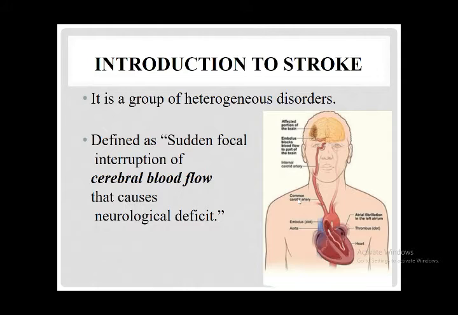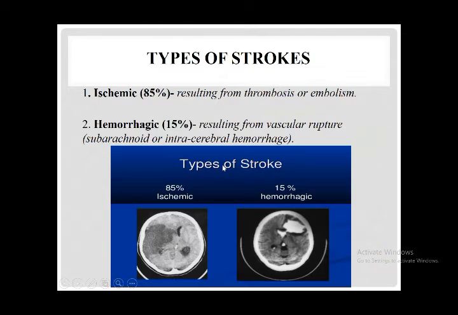neurological deficits. As you can see in the picture, any embolism or thromboembolism or thrombus formation in situ can lead to obstruction of blood flow in the brain and can cause vascular area to be infarcted and necrosed, resulting in focal neurological deficits.